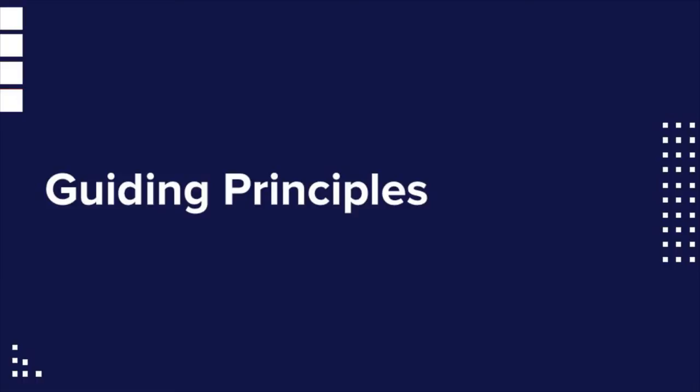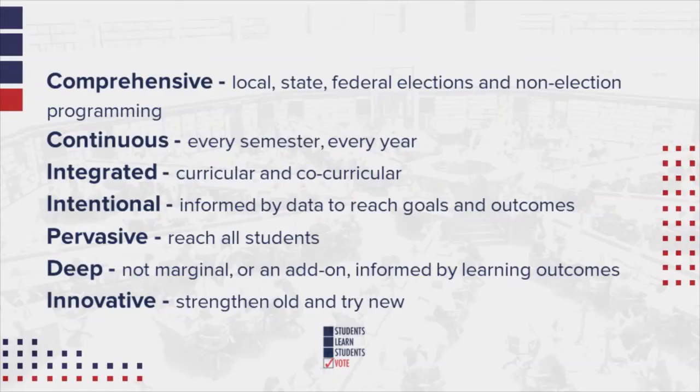First of all, it should be comprehensive. So again, you should think about every election that anyone in your campus and in your community has the potential to vote in. So local, state, federal elections, non-election programming should all be included in the plan. Also, it should be continuous.